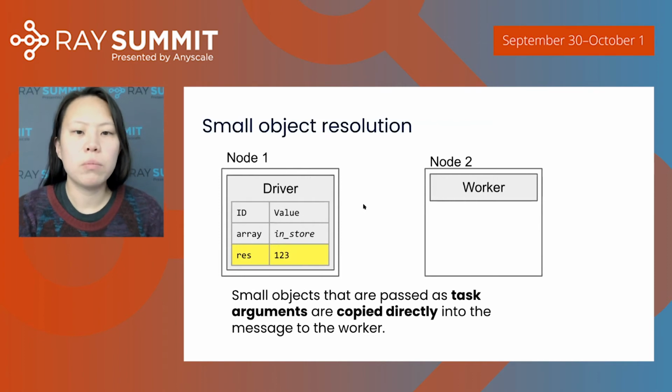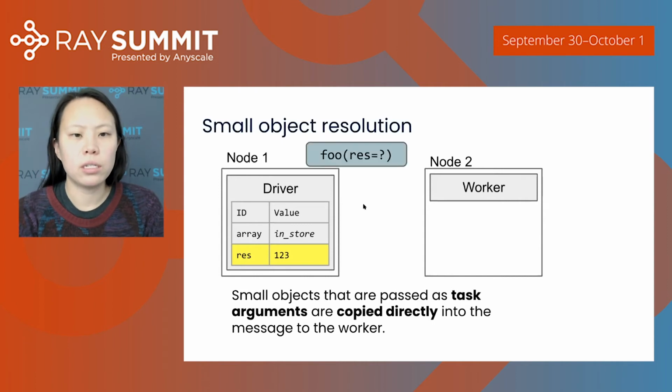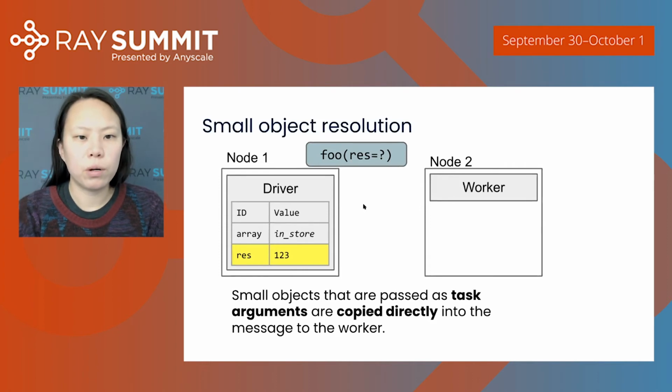We can do something similar to handle small objects that get passed as a task argument. So for example, let's say that we actually decided to pass the final object ref to another task foo. Once the value is ready, the driver will copy the value from its in-process store into the task description, and from there, the worker can access the value directly.